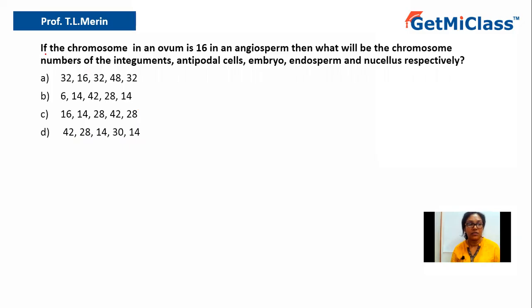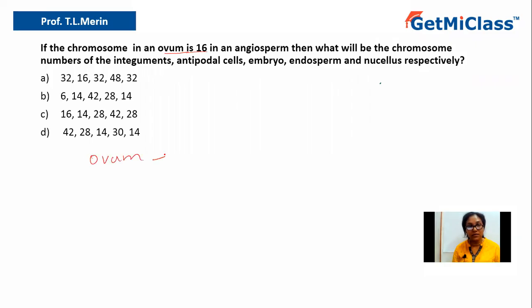Now let us understand the question, which says if the chromosome number in an ovum is 16 in an angiosperm. They're telling us that in the ovum the chromosome number is 16. So what about the chromosome numbers in the integuments, antipodals, embryo, endosperm and even nucellus? Let us now try to understand.